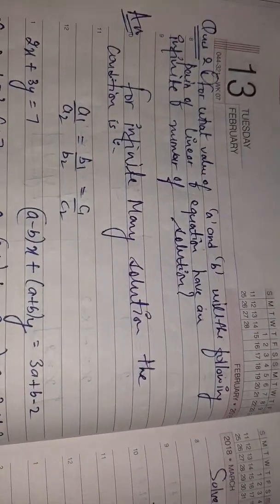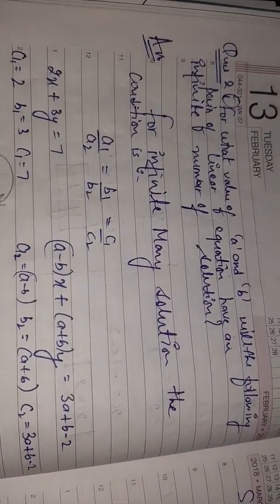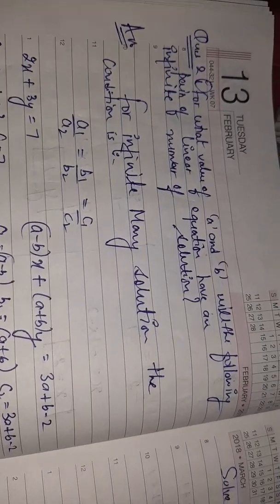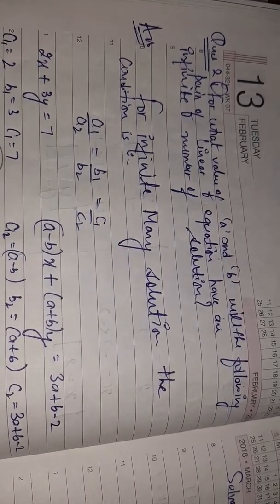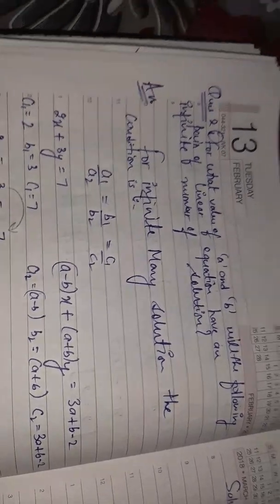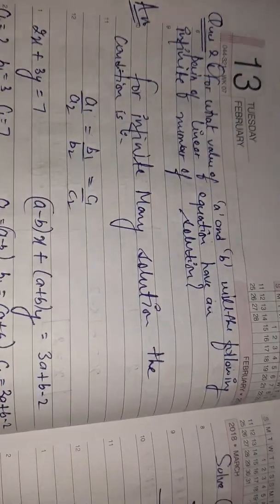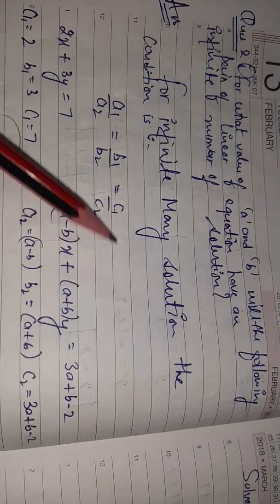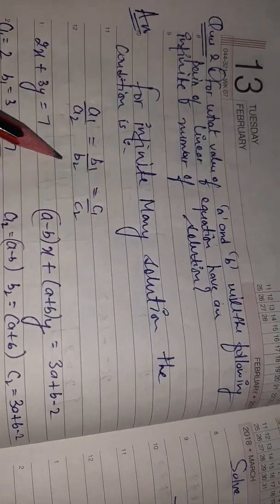Remember, this question has been coming in the examination for so many years. One of the most important parts, I have done both the parts for you because this is one of the most important questions for board purposes. Got it? For infinitely many solutions, the condition is a1 upon a2 is equal to b1 upon b2 is equal to c1 upon c2. Yes or no?